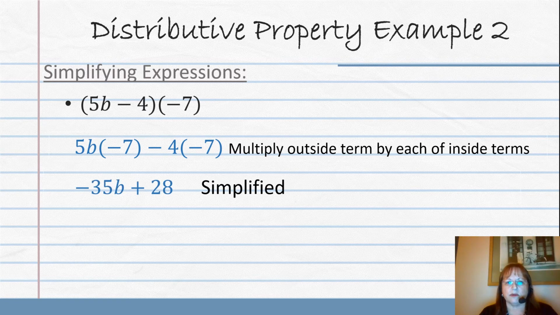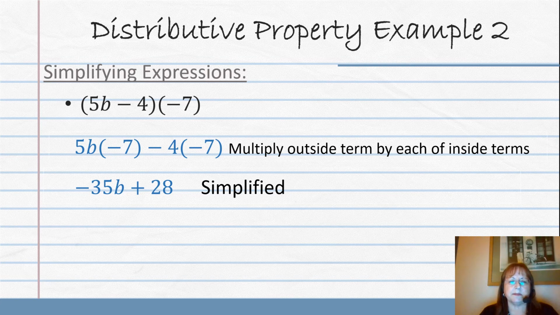So again, we're going to just multiply. 5 times 7 is 35. Positive times a negative is a negative, so we have negative 35b. 4 times 7 is 28. We have a negative times a negative. A negative times a negative is a positive. So we have just plus 28.